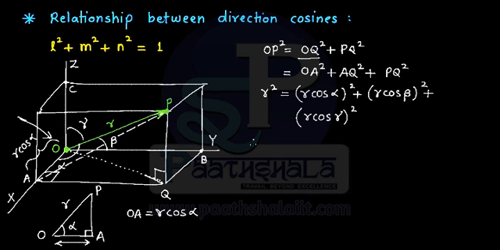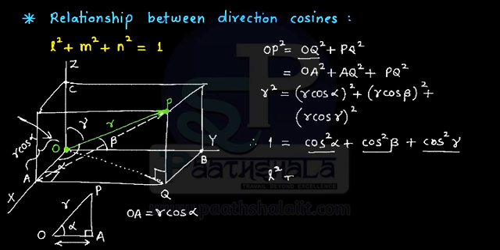So on squaring, R square can be cancelled from all sides, and we get 1 is equal to cos square alpha plus cos square beta plus cos square gamma. But we know that cos alpha, cos beta and cos gamma are nothing but the direction cosines, that is L, M, N. So writing in symbols we get L square plus M square plus N square is equal to 1, as required. So this is a very important relationship among L, M and N.